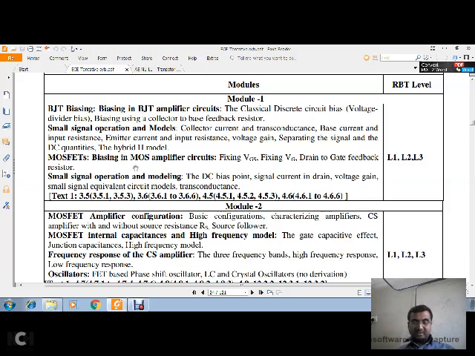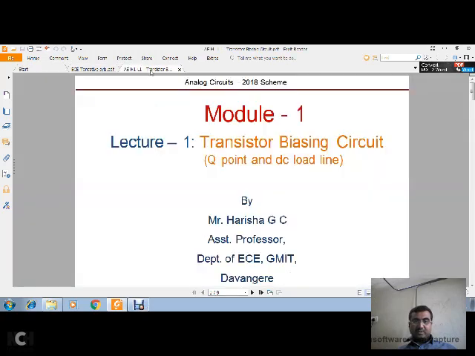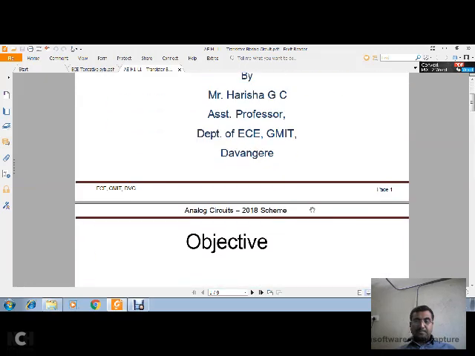Similarly, you need to understand the basic operation of MOSFET. So we need some basic information about this biasing and Q point, DC load line with respect to the transistor. So let's get into the transistor biasing circuit.